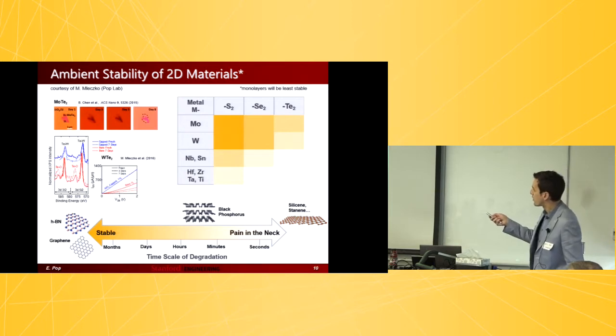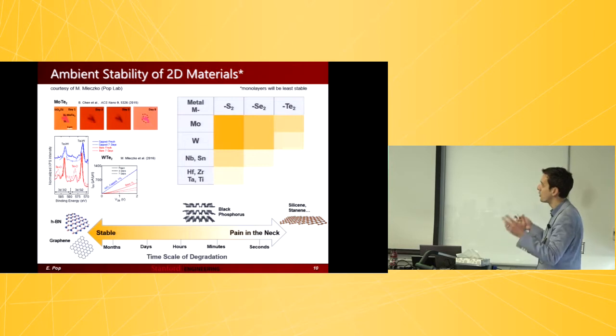But here's a nice picture from the literature. This is molybdenum telluride. I don't know if you can see this in the back. Over a couple of days, monolayer molybdenum telluride essentially disappears, right? And we see this as well. So whenever we work with molybdenum telluride in our lab, we try to do the measurements the same day, right? But if you do them the same day, it's kind of okay. Tungsten telluride, a little bit more tricky to work with.